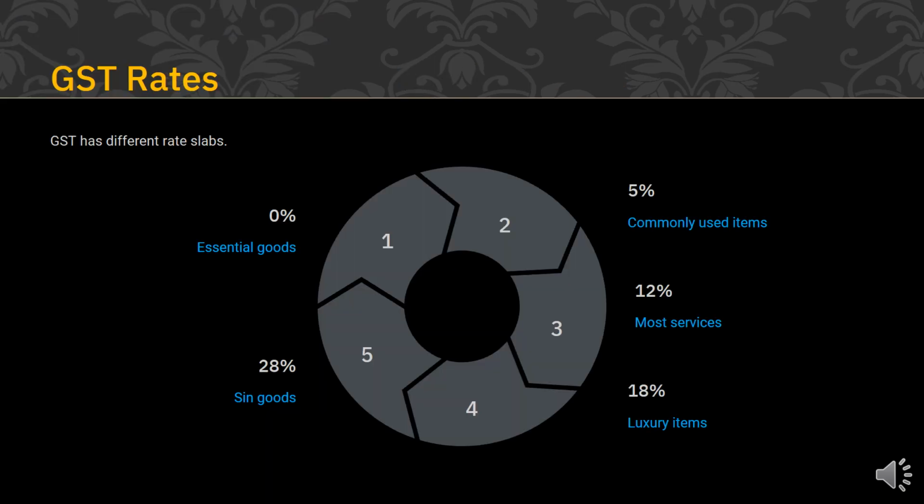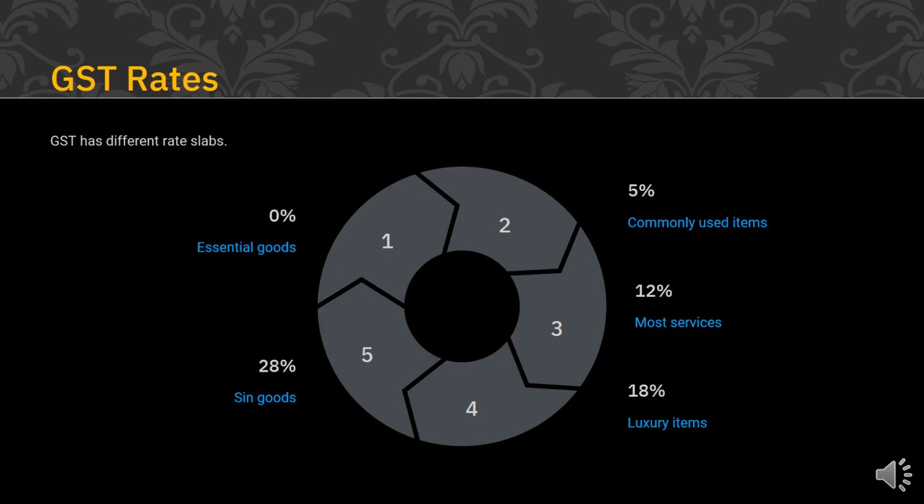Let us see the different slab rates under GST. GST rates. GST has different rate slabs. It is divided into 5 different categories. Number 1, essential goods. All essential goods, you don't need to pay any GST. The percentage or the rate of tax is 0%.